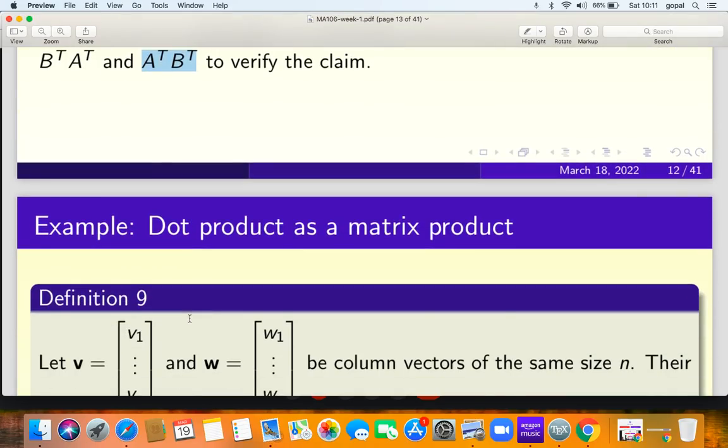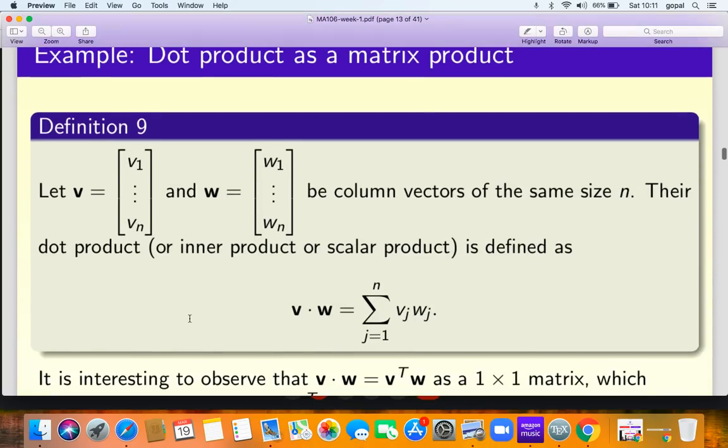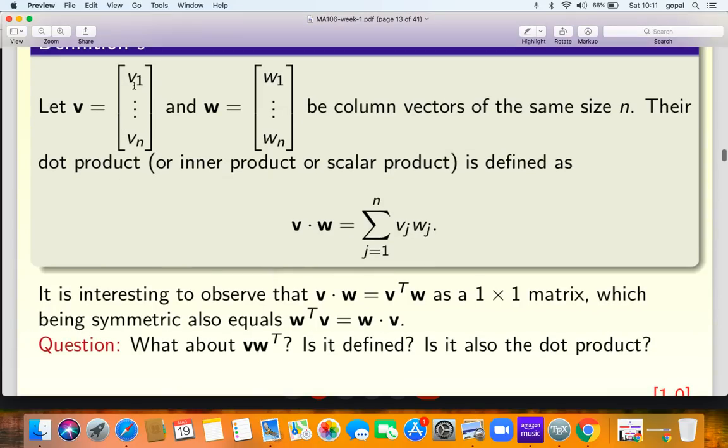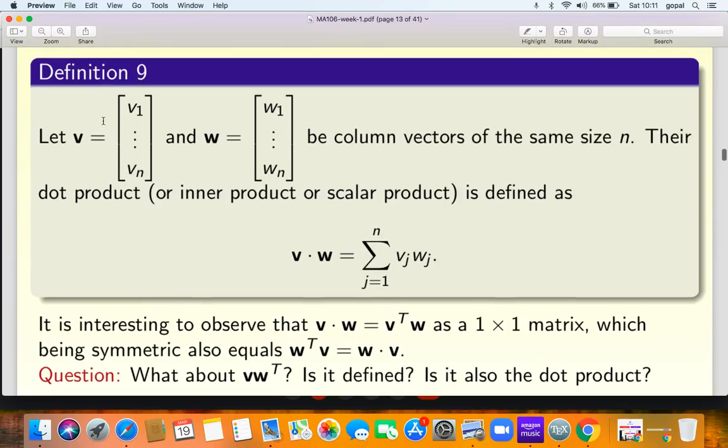Okay. The dot product as a matrix product. We already discussed this. You can take a row vector and a column vector of the same size. Here you have two columns. I can't multiply them as matrices. So in order to multiply them, what do I have to do? I want to multiply these matrices to get a real number, and I want to call it the dot product, the scalar product.